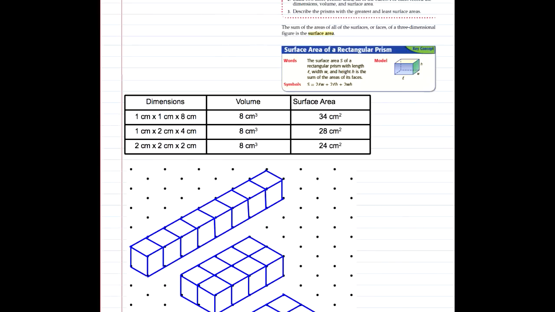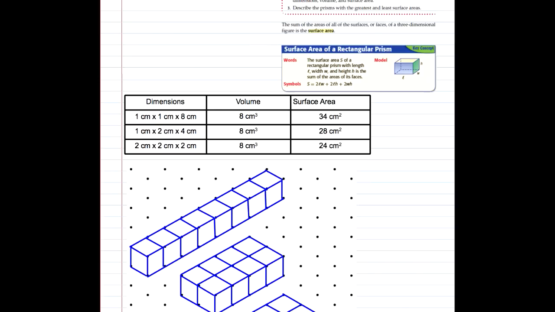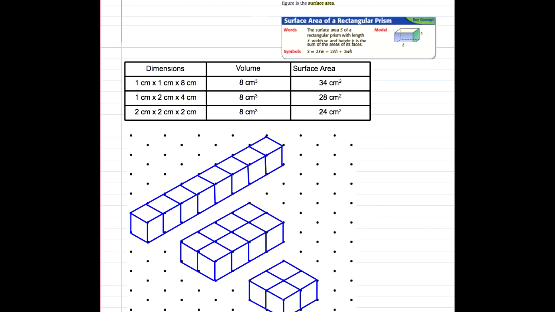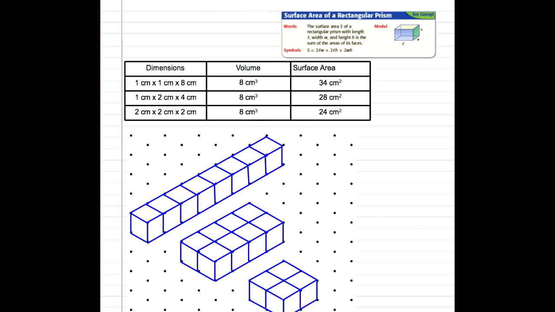And you can see what that figure looks like here. In my second example, this is the 1 by 1 by 8. This is the 1 by 2 by 4. And then my third rectangular prism that I can build is a 2 by 2 by 2, which again has the same volume as the other two because it's length times width times height, but has a smaller surface area than either one of the first two, in this case 24 square centimeters.